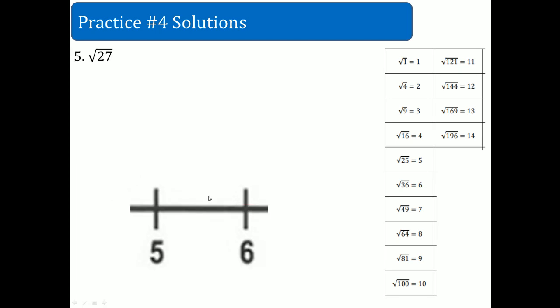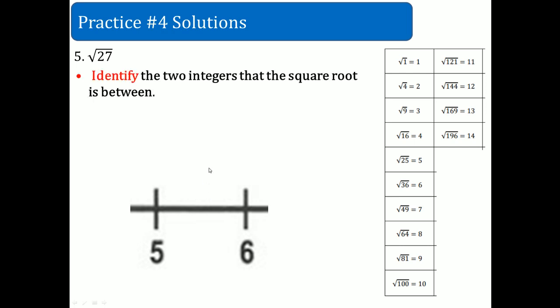Let's look at 5 now. The square root of 27. Identify the two integers that the square root is in between. It is in between the square root of 36 and the square root of 25. We would say the square root of 27 is less than the square root of 36, but greater than the square root of 25. The square root of 36 is 6. The square root of 25 is 5.